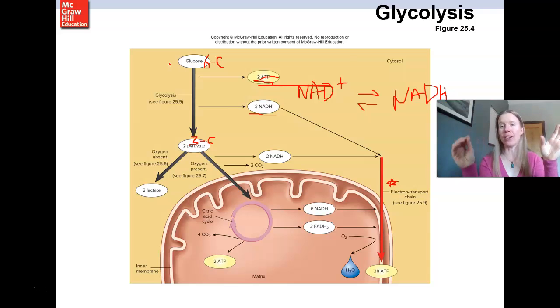You've taken all the hydrogens off of the glucose, right? So you end up with CO2. There's no hydrogens on there. We've moved them around. Anyway, so this is going to the electron transport chain.